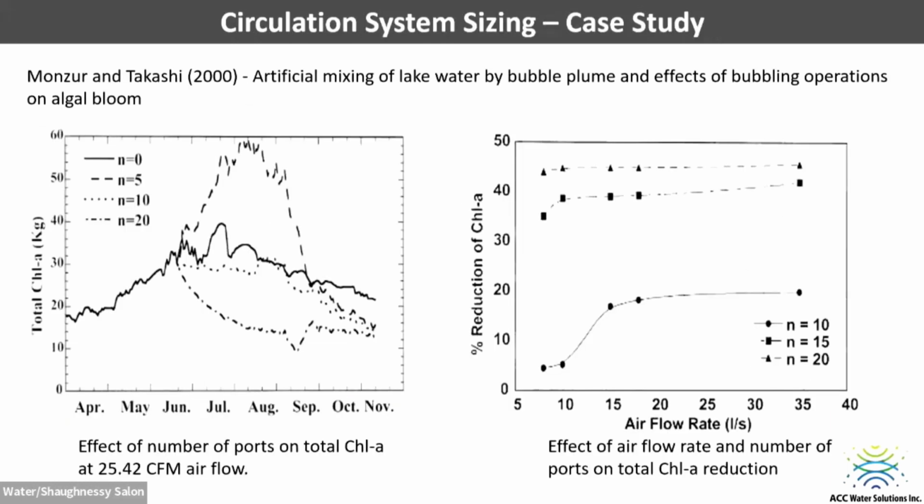This is another study, done by Monjur and Takashi in 2000, on artificial mixing of a lake water body: bubble plume, and the effect of the bubbling operation on algal bloom. This study is based on total chlorophyll A data, measured in kilograms. This shows why a lot of people came to our booth. We have a question in our quiz: what is most important in an aeration system, the number of diffusers, airflow, or both? The number of diffusers will show how it is more important than the airflow.